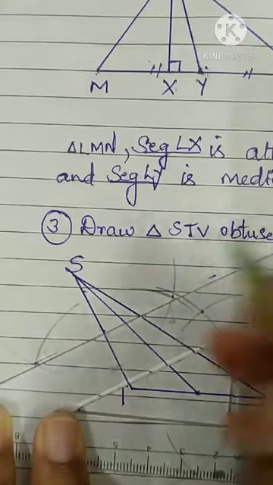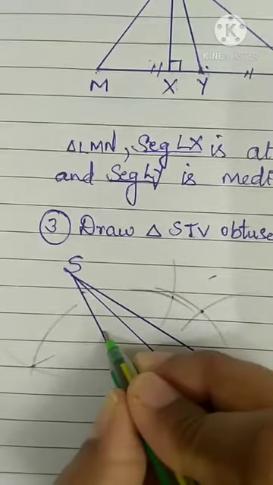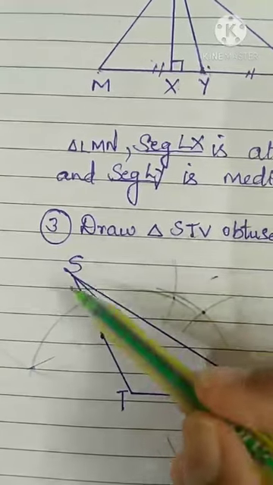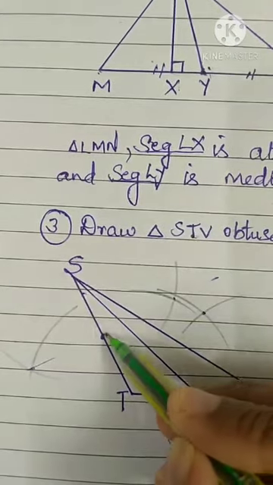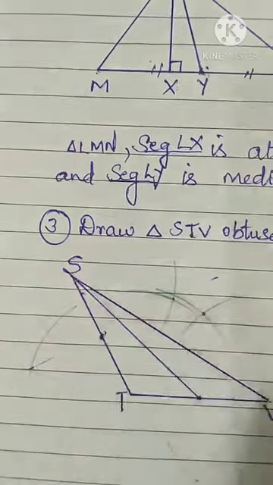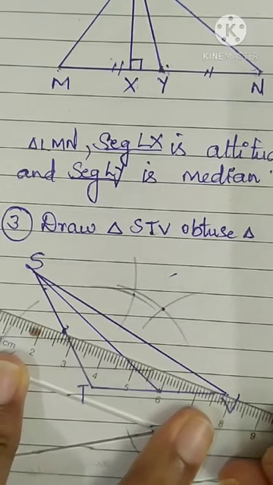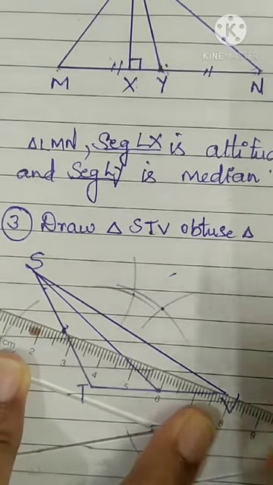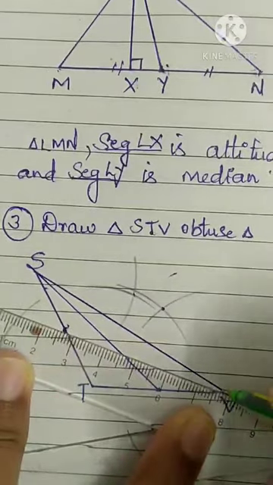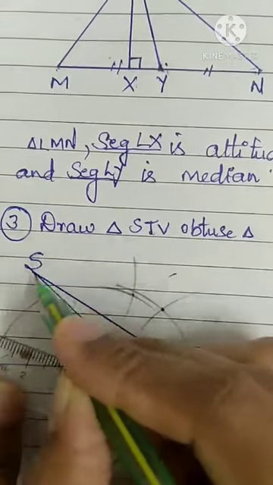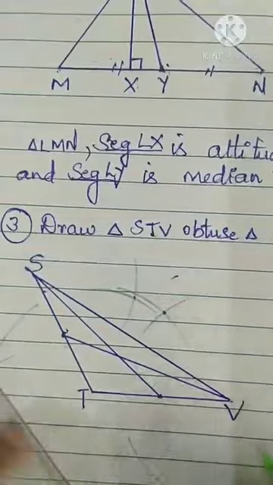I want the figure to be a little neat. So here, this is the midpoint of side ST. ST's opposite vertex is V. So let us join the midpoint and the opposite vertex, that is the median. Here I'll be a little more careful. Not like this, no, it went a little bit out.